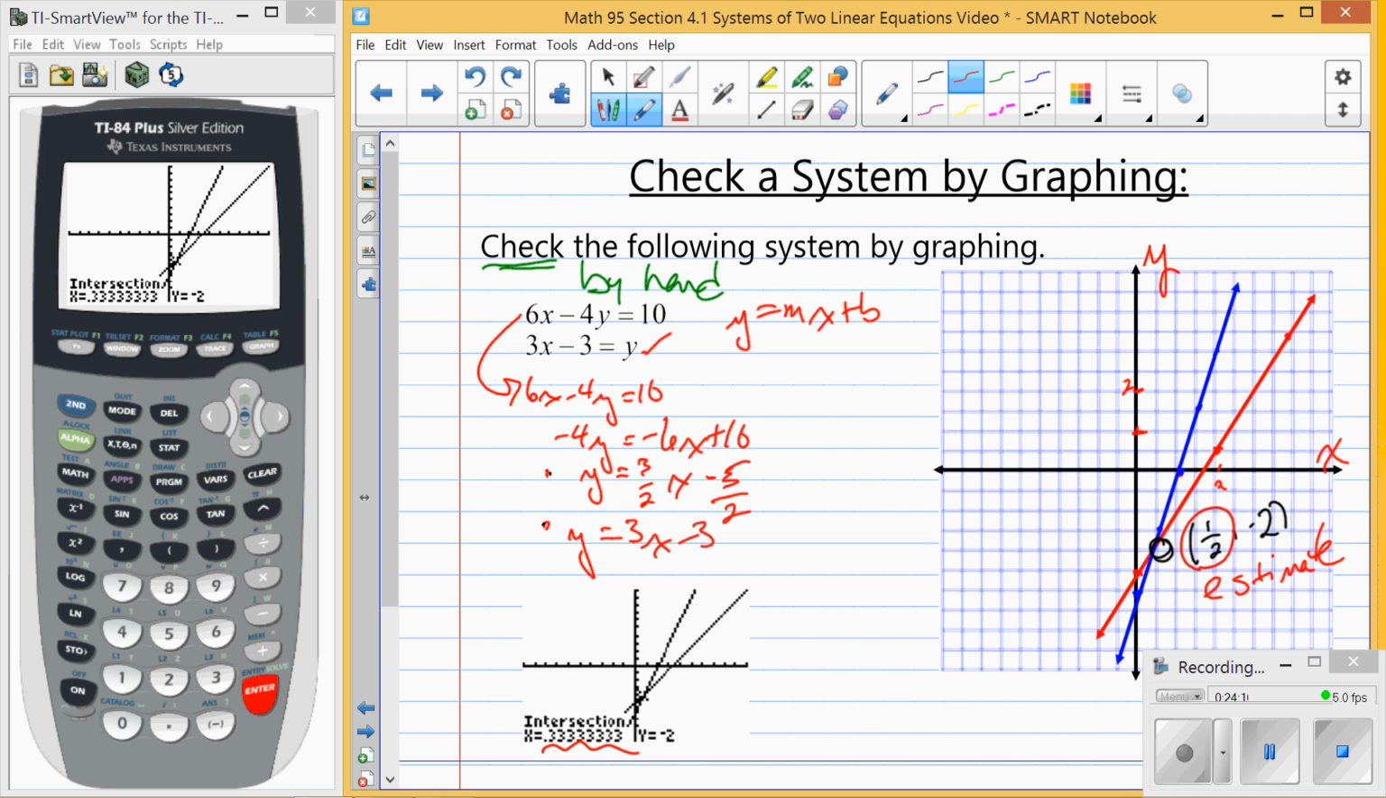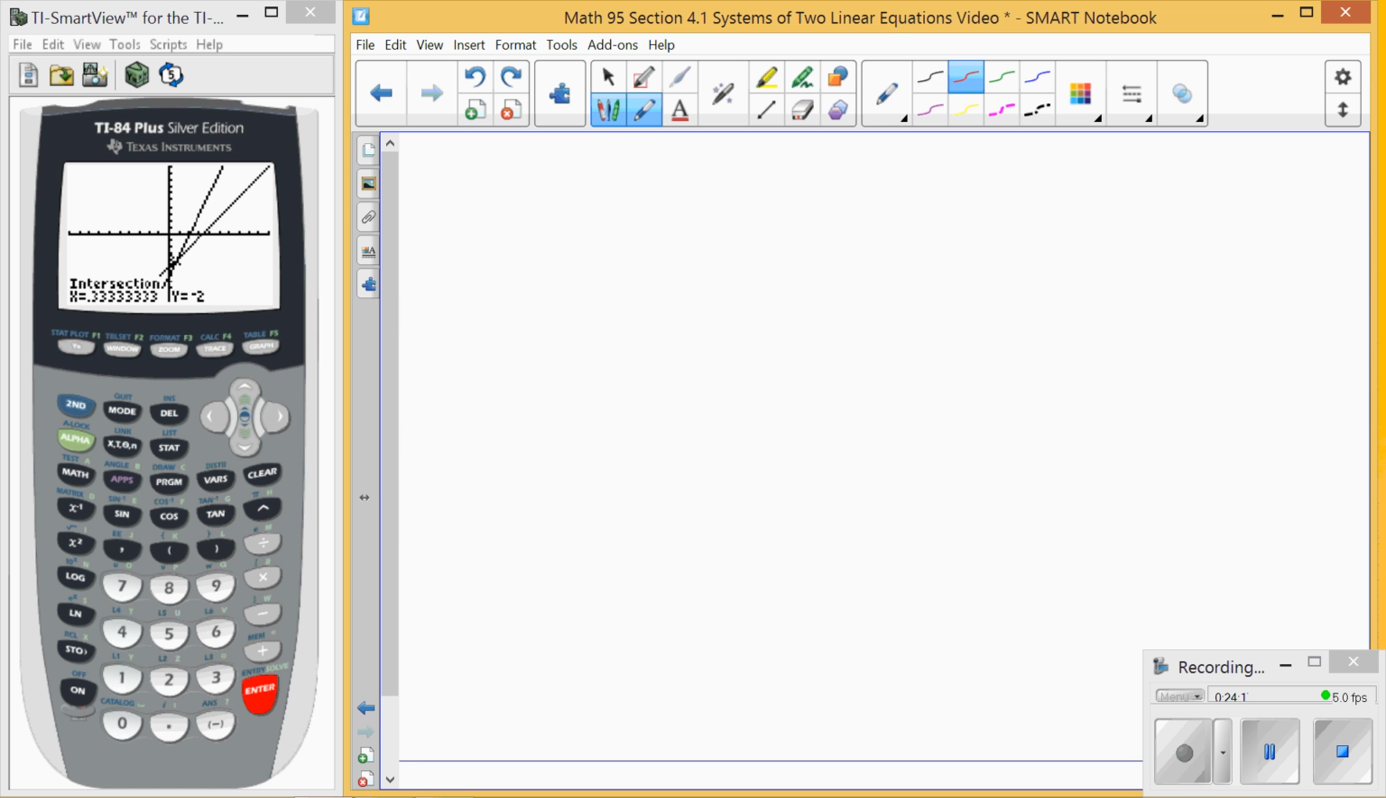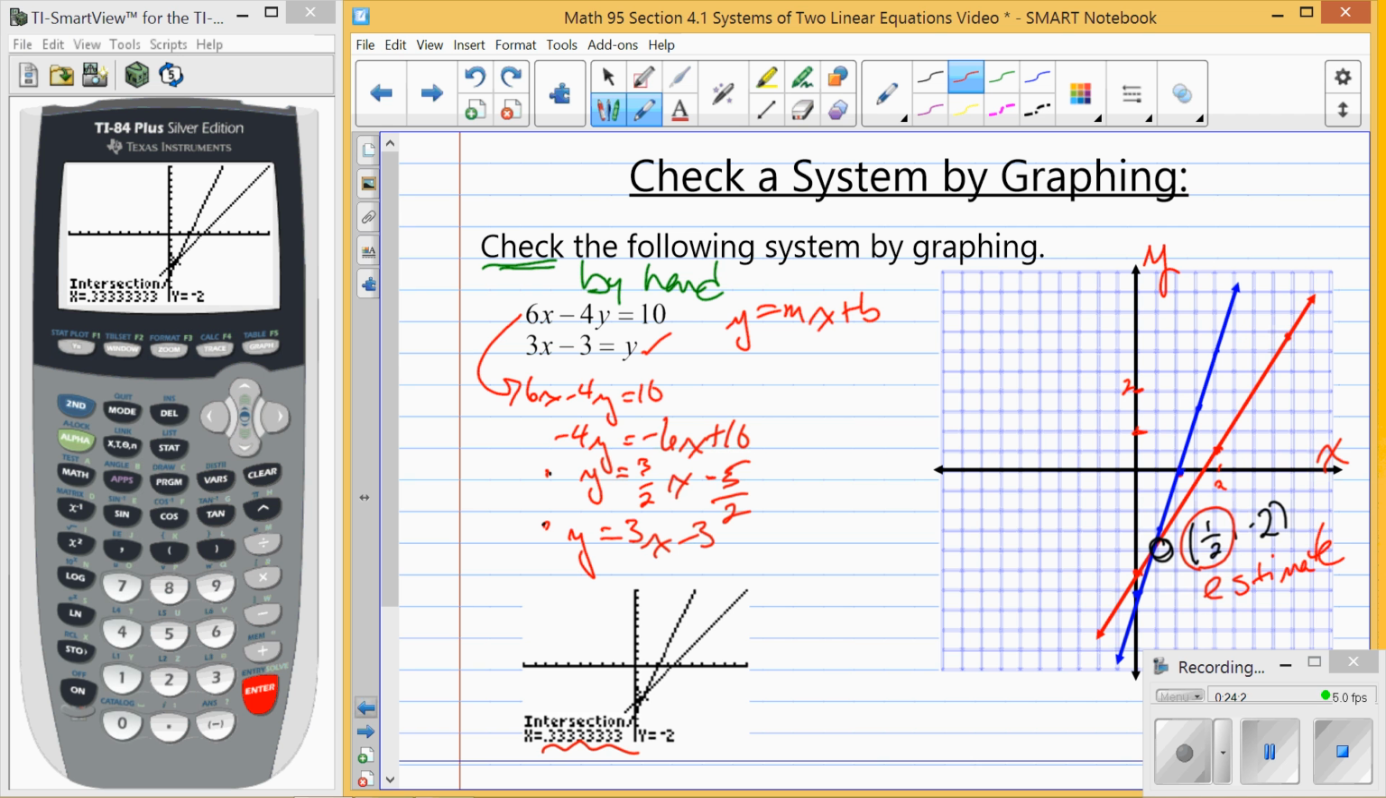If you need to see how to graph that again, feel free to rewind the video. I believe that was it, and we are done. That is section 4.1, Systems of Equations. The next video I'll be doing is section 4.3, when we're solving applications of systems of equations.